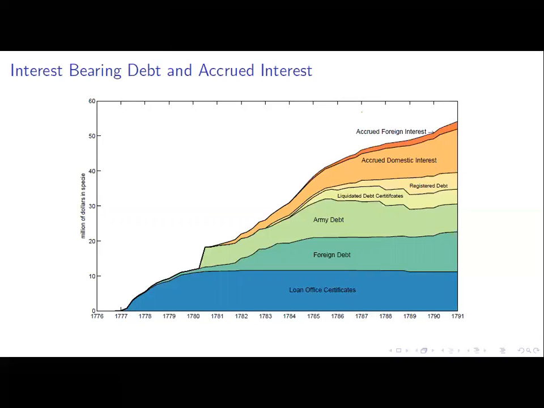There were perceived sort of three tiers. The loan office debt was considered high quality, Army debt and liquidated debt certificates were kind of medium quality, and the interest on the debt was considered extremely low quality. So the differences are like 25 cents on the dollar, 20 cents on the dollar, 15 cents on the dollar in terms of what these things traded. Very slight differences. But these were perceptions there.